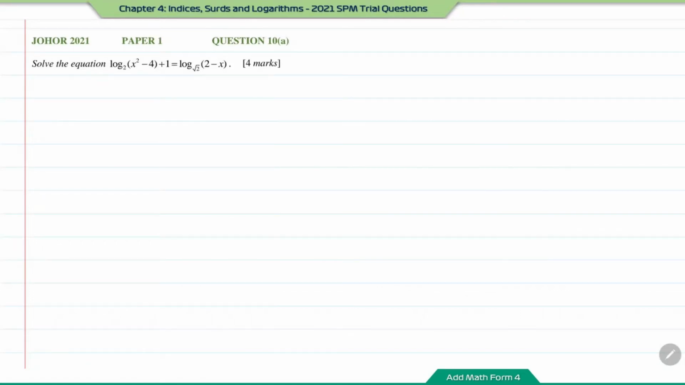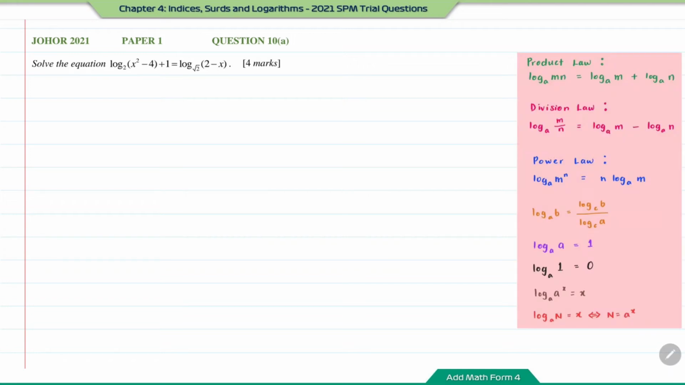In this video, we discuss the questions of logarithms from the past year trial exam paper. So the first one is from Johor 2021, paper 1, question 10a. Solve the equation log base 2 of (x squared minus 4) plus 1 equals log base square root of 2 of (2 minus x).